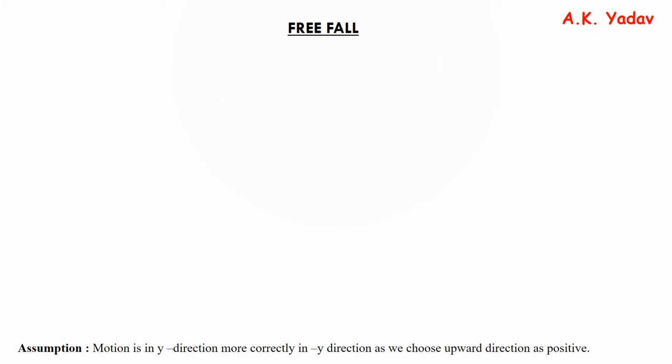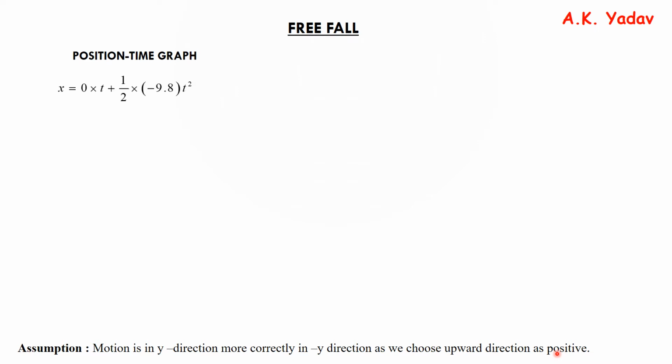Let us discuss the case of free fall. So what is our assumption? It is that the motion is in y direction, or more accurately minus of y direction, as we choose the upward direction as positive and acceleration due to gravity is always acting downward, so we will take that as negative. Although you can take positive also and you can plot the graphs accordingly, it will be the same kind of thing. The first one is position time graph.